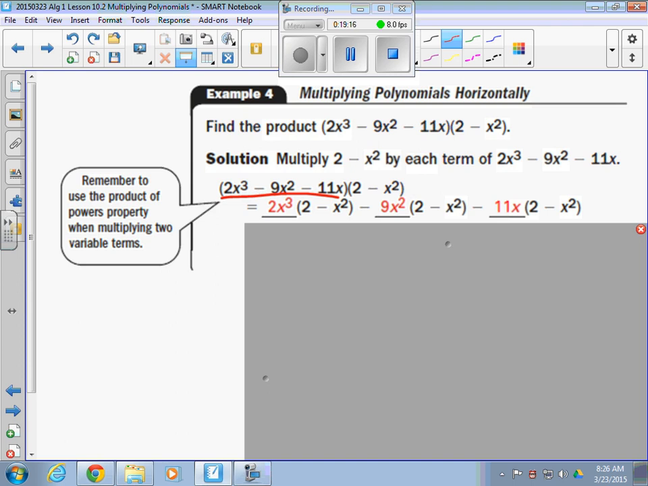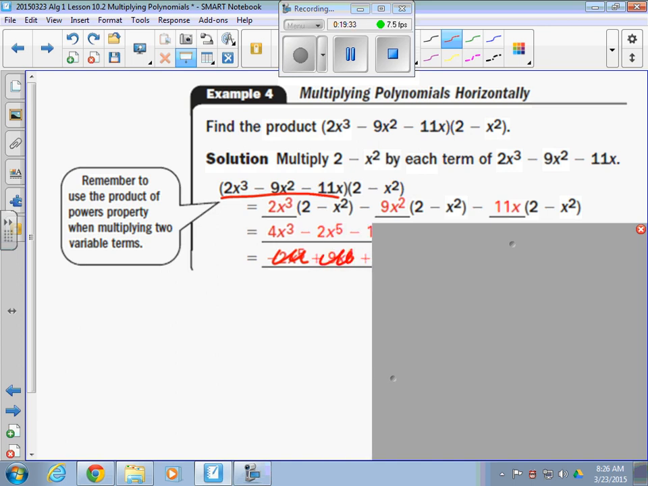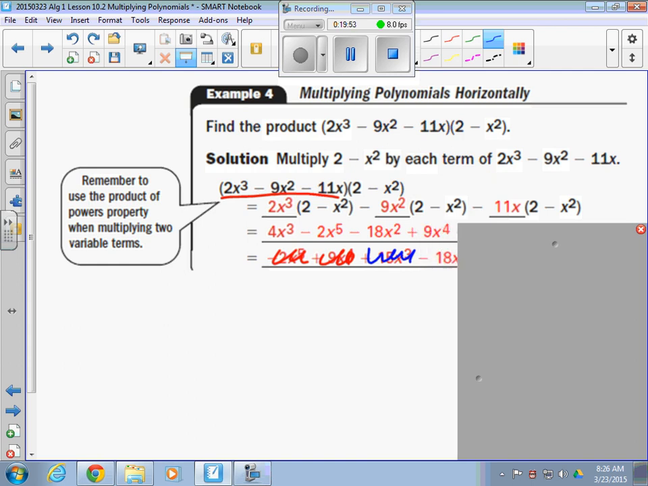So 2x to the third times 2 is 4x to the third. 2x to the third times negative x squared is going to be negative 2x to the fifth, because you have to add 3 and 2. The next one, negative 9x squared times 2, is going to be negative 18x squared. Negative 9x squared times negative x squared: a negative times a negative is a positive 9, and you add up the exponents 2 and 2 to get 9x to the fourth.